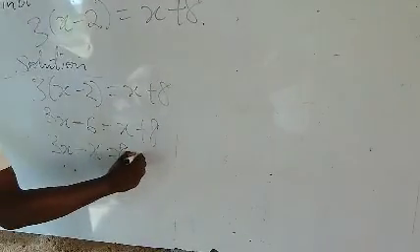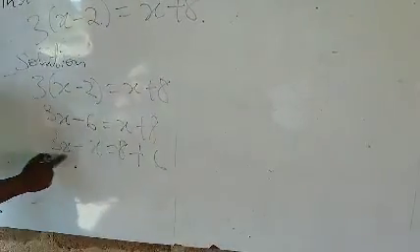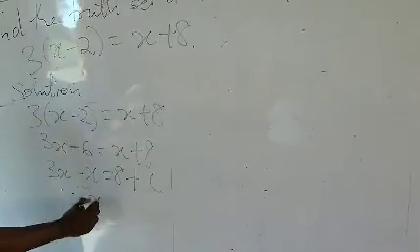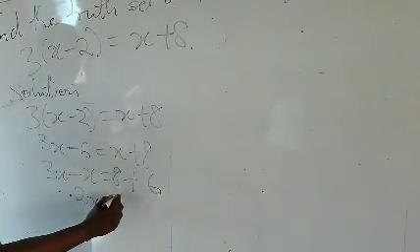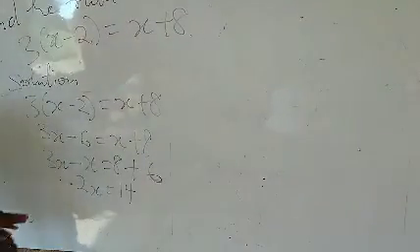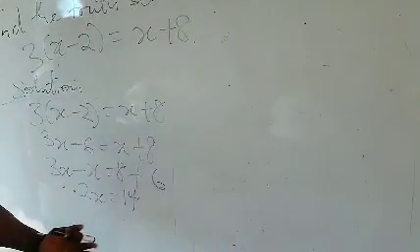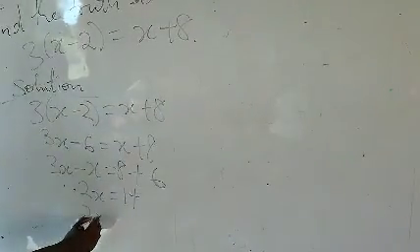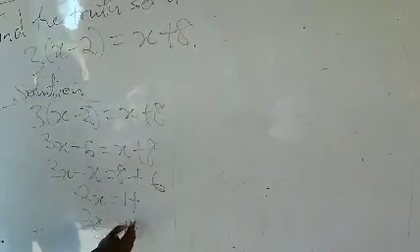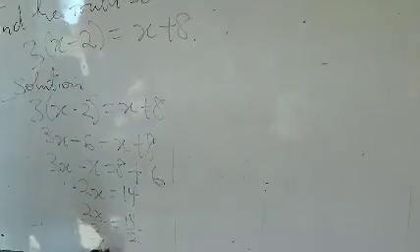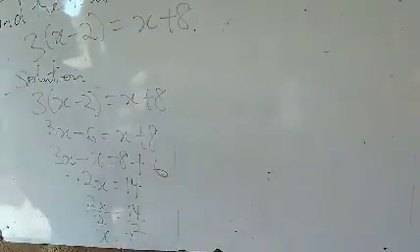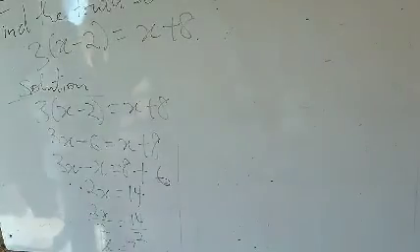This one moves there as plus 6. 3x minus x is 2x. 8 plus 6 is 14. That means the coefficient of x now is 2. Then you have to divide both sides by 2. And therefore 2x divided by 2 is equal to 14 divided by 2. That means x is equal to 7. x is equal to 7.